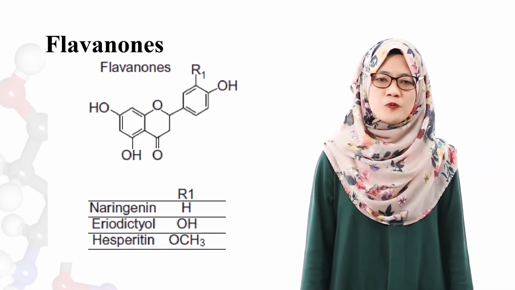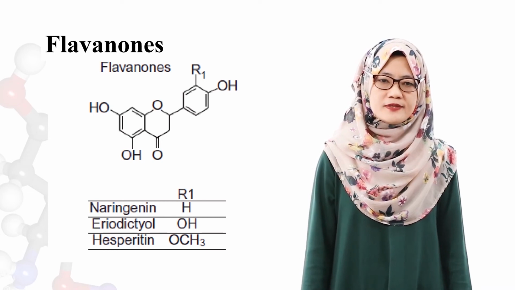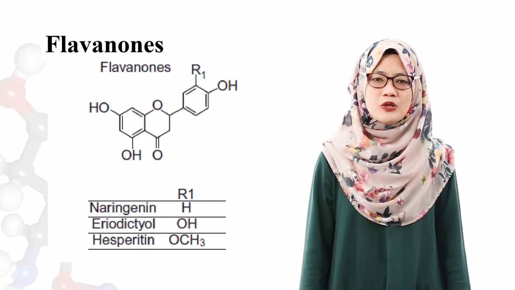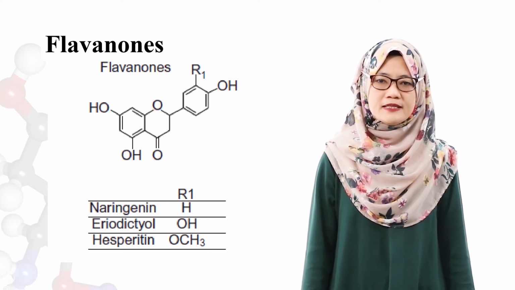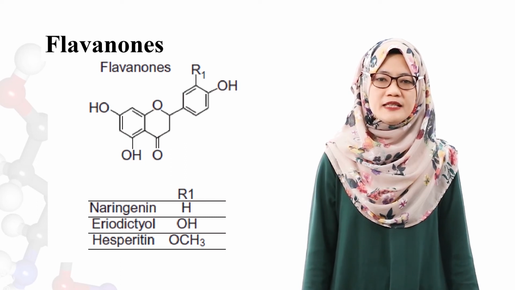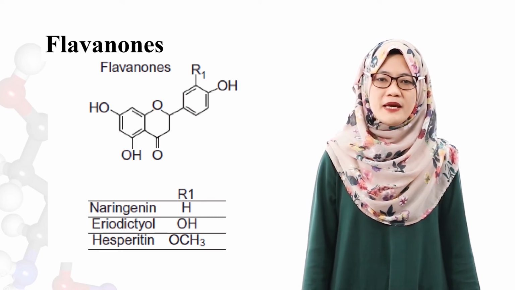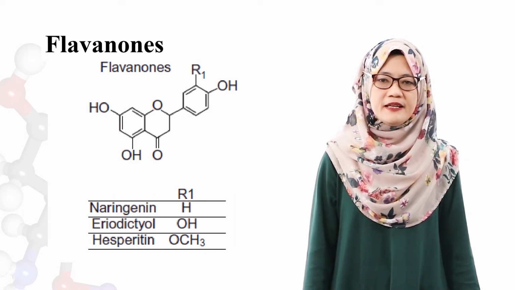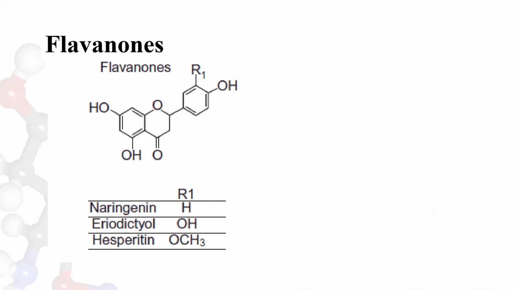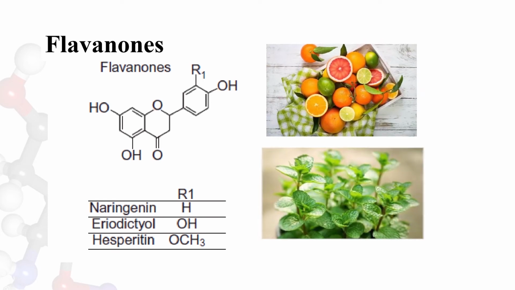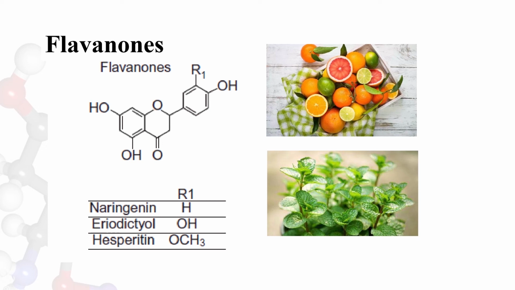The fourth group of flavonoids is flavanones. There is no double bond between carbon 2 and carbon 3 of ring C of flavanones, but they possess the keto group in carbon 4. Major flavanones are naringenin and hesperetin. They are found in citrus fruit and some herbs like oregano and peppermint.